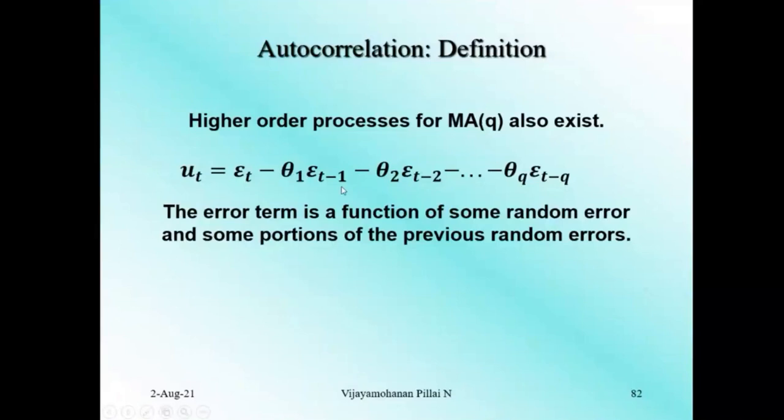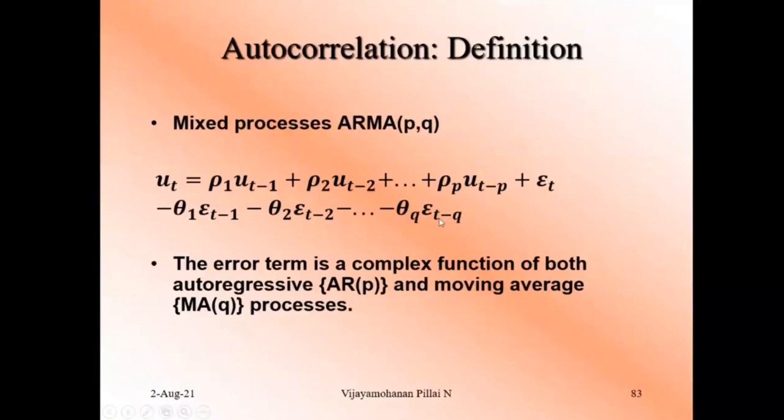Now we can compare the AR and MA processes like this, so we get what is called an ARMA(p,q) model. That is, the error term is regressed on its own past values, that is the autoregression, and then some other random error term and its past values.